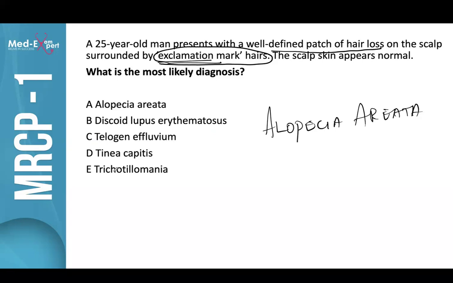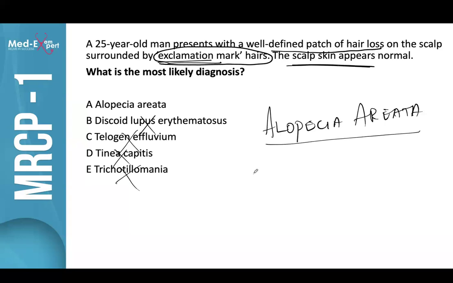Trichotillomania is a psychiatric condition where they pull the hairs out. It's not the answer. Tinea is not the answer, as there will be associated skin changes in the scalp also. Telogen effluvium will not be a patch of hair loss. It will be hair loss here and there and everywhere. Discoid lupus erythematosus is not the answer again because it will cause a scarring alopecia. Scalp skin here appears normal, so it's a non-scarring alopecia. A patch of hair loss with exclamation marks is alopecia areata.